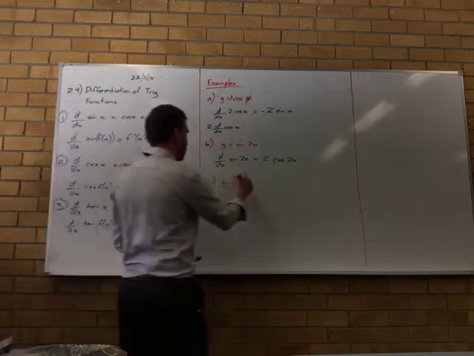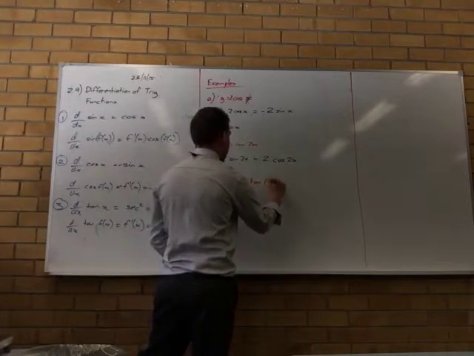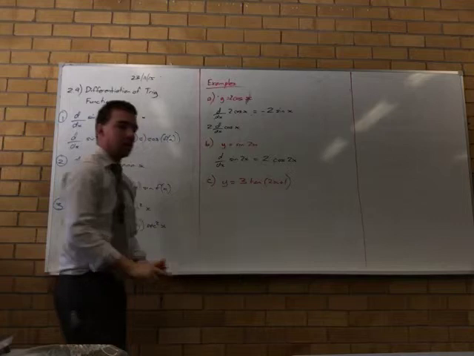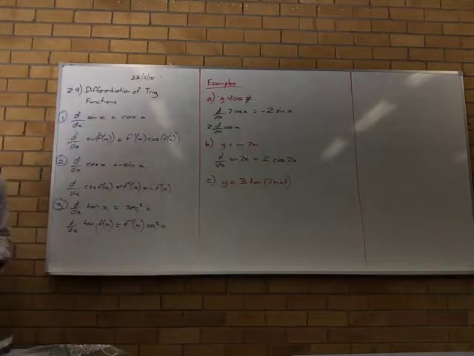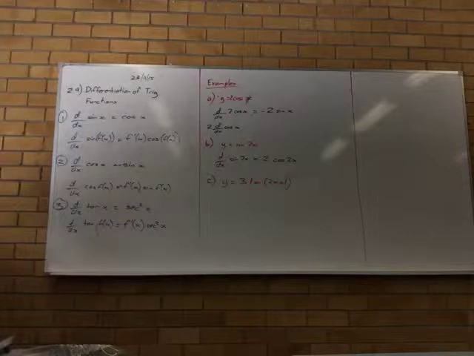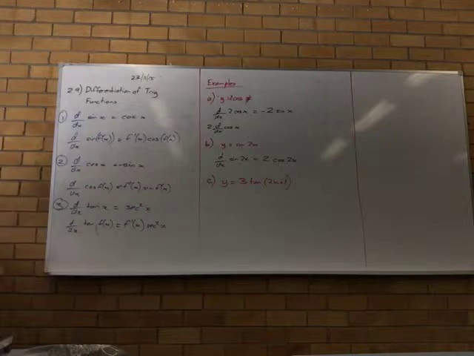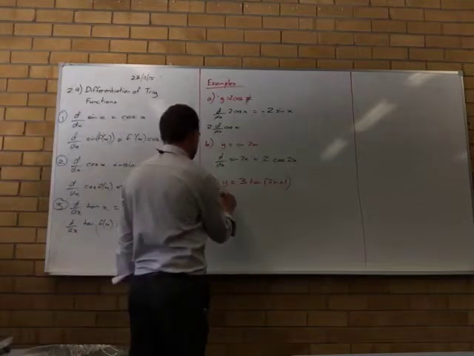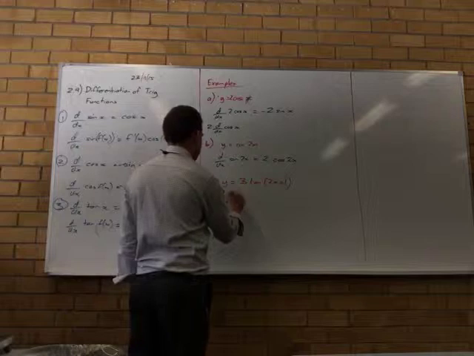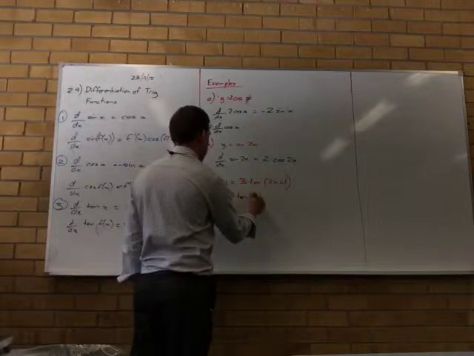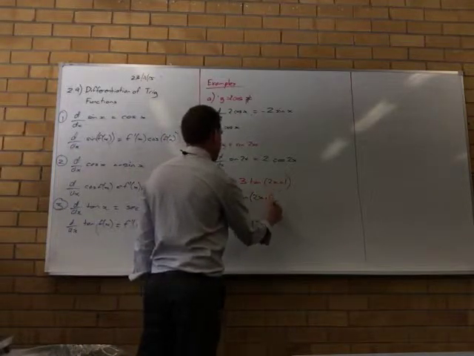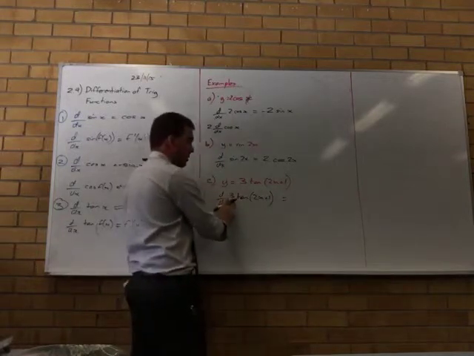Now 3 tan of 2x plus 1. So in the bracket I can have a linear function, I can have a quadratic function, I can have other functions involved as well. The rule will work. So, when you differentiate tan, you're going to get sec squared. So you've got the constant number 3 still out the front.